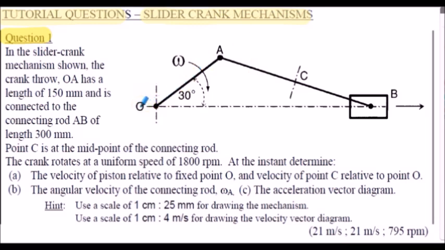The crank is labeled as O to A. The conrod is A to B in this case. So different notation, but the crank is moving with a constant angular velocity. It says here the crank rotates at a uniform speed of 1800 RPM. To answer the various parts of question one, you will need to construct a velocity vector diagram and an acceleration vector diagram. Answers are shown in the bracket here.